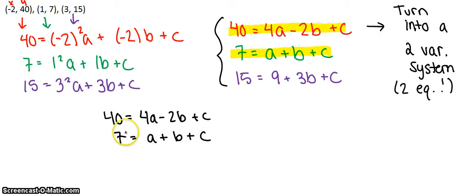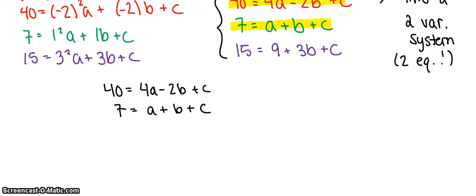Now, in order to turn this into a 2-variable system, I'm going to have to eliminate one of my variables. And you can choose which method you prefer here. If you like substitution and you think substitution is easy, then substitute one variable in for another and then get a 2-variable system. If you like elimination, then use elimination. I'm going to choose elimination because that's my preferred method, but it doesn't really matter what you choose.